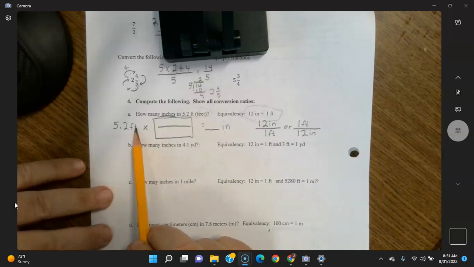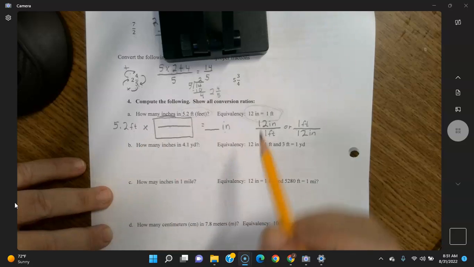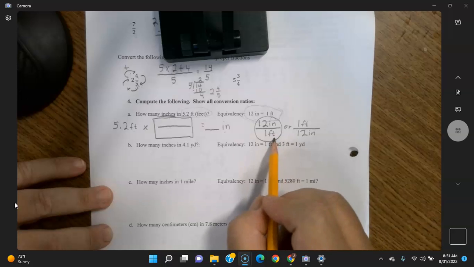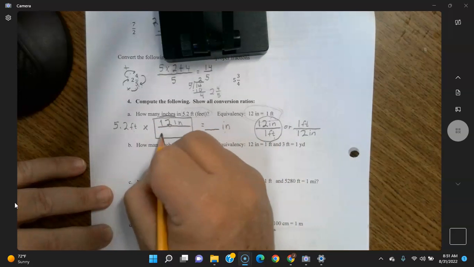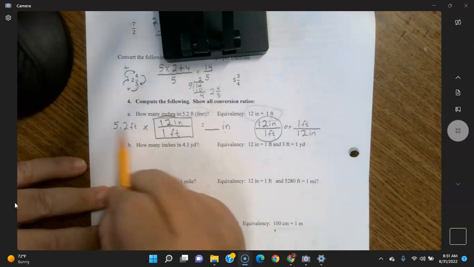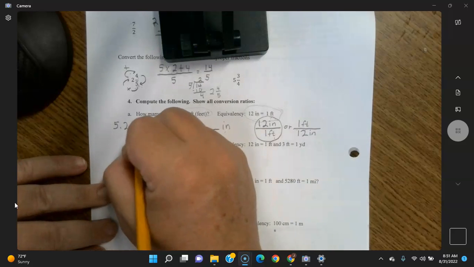Well, we need feet to cancel out because it doesn't appear in our final answer. And we need inches to appear on the top because it does appear in our final answer. So the one we're going to pick of these two is this one. That puts inches on the top and it puts feet on the bottom. So 12 inches, 1 foot. So feet on the top. Remember, if the number's only on one level, it's on the top. It's in the numerator. So feet cancels on top.